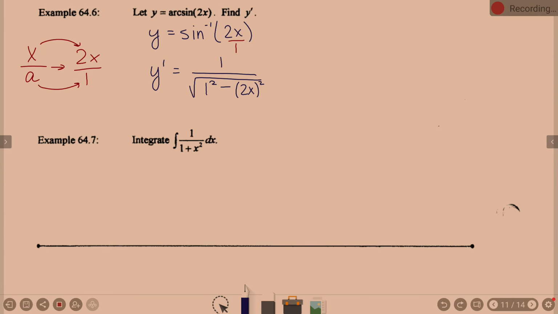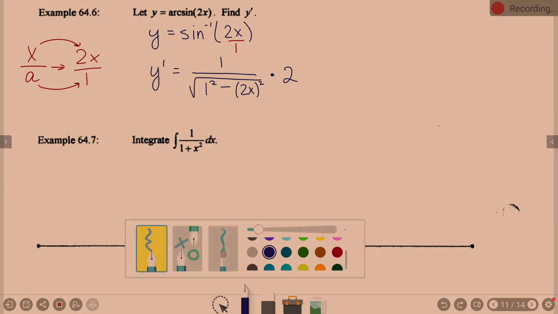Now, same question I had to ask on the last problem. Overall, my question is, what is the derivative of sine inverse of something? So the derivative of sine inverse of something is this fraction times the derivative of something. And the derivative of 2x is 2. So again, that is our chain rule piece.